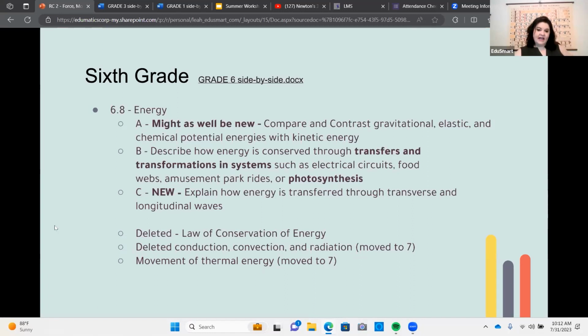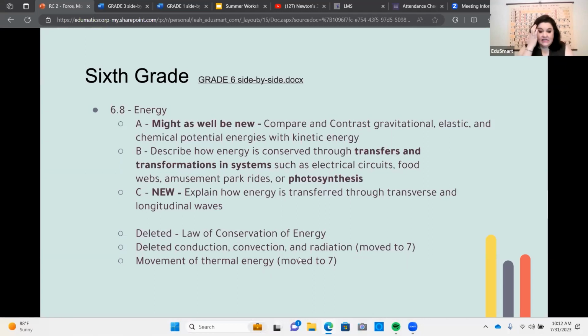To help with that, you have deleted the law of conservation of energy. Now you just teach it as the transfer and transformation. We moved conduction, convection, and radiation to seventh grade, and then the movement of thermal energy to seventh grade. So there are a few things that were taken out to help with that scope and sequence for sixth grade.